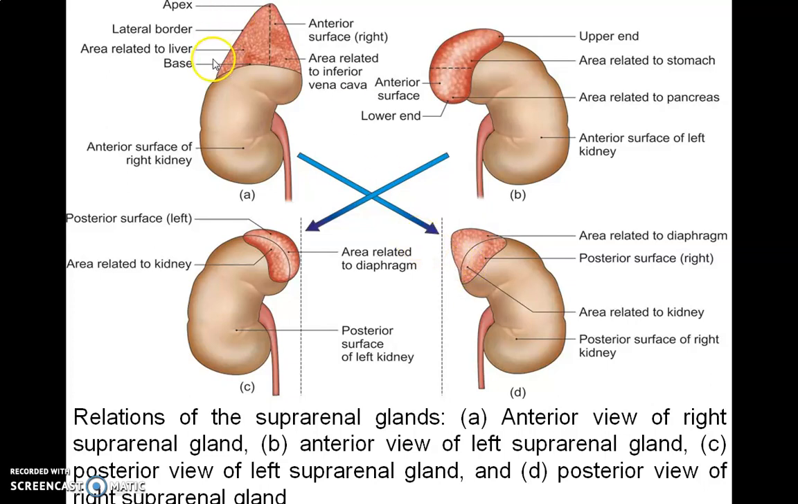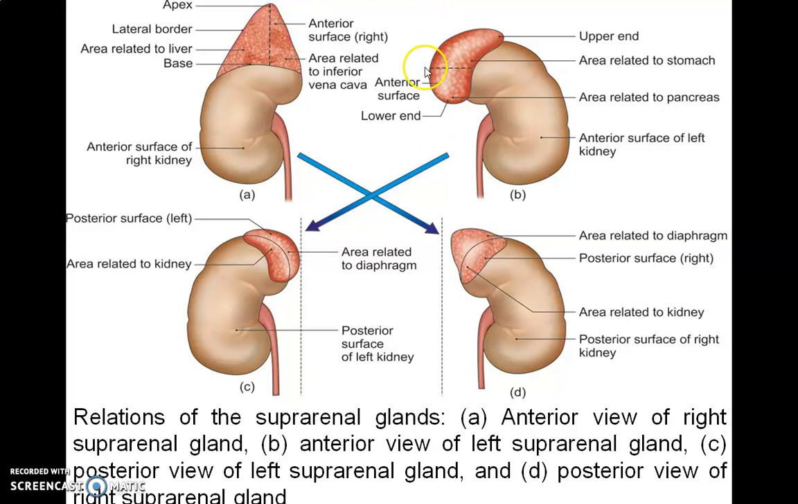Lateral border is overlapped by the liver. Medial border, this is the medial border. It is related to the right celiac ganglion and right inferior phrenic artery.